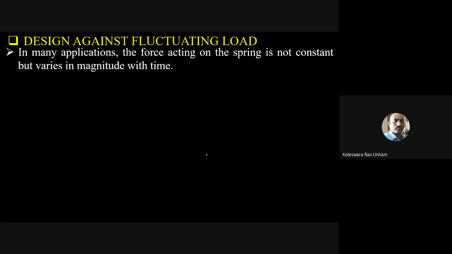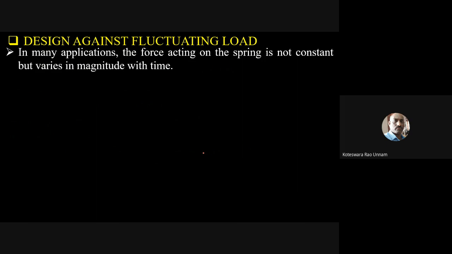Okay, right. Very good. Then we'll move on to the next topic, that is design against fluctuating load, or fatigue load. How we can design the springs. In this, we are not going to design the spring actually. What we'll do is just try to determine the factor of safety when the load is fluctuating within the given range.